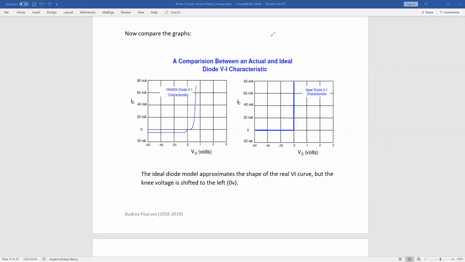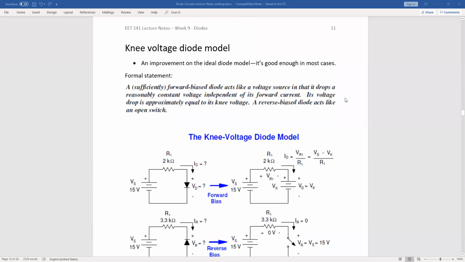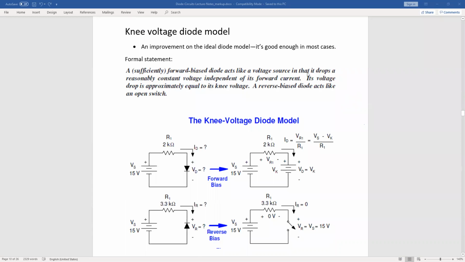Okay, so that's why we have a different model that we're going to get to here, and that is the knee voltage diode model. And that's very similar to the ideal diode model. We're just going to shift that curve a little bit over so that it more closely follows the actual characteristics of a real diode. Okay, so our formal statement for this is right here. And this is going to be the model that's considered good enough in most cases, so it's going to be what we use most often, and we actually have used it a couple times without actually naming it so far.